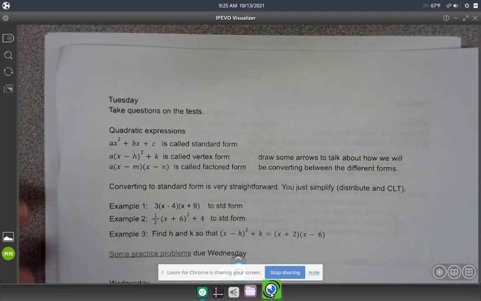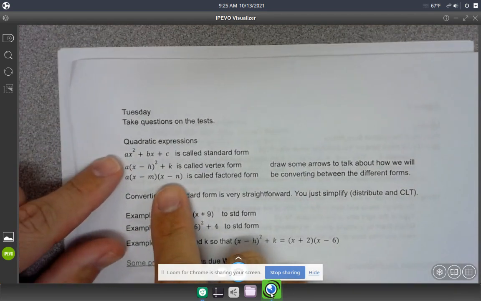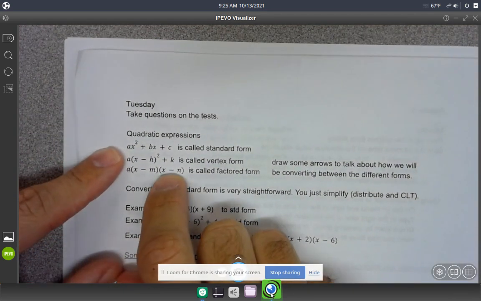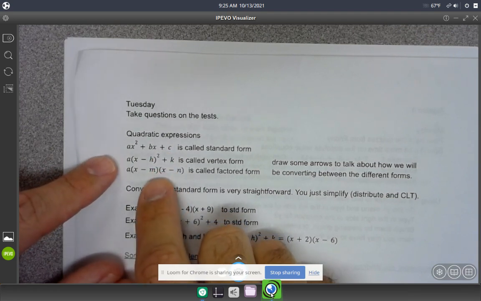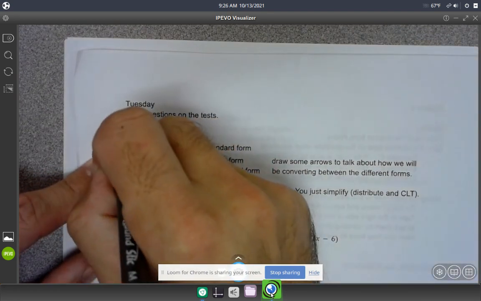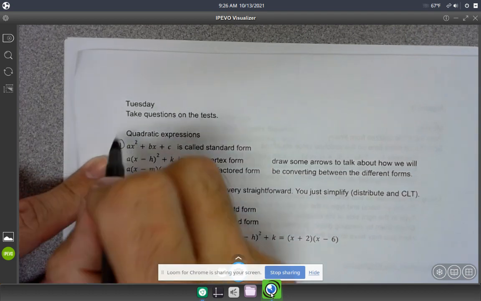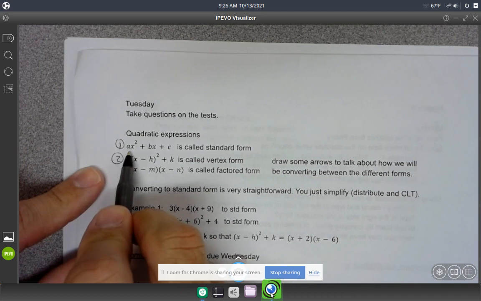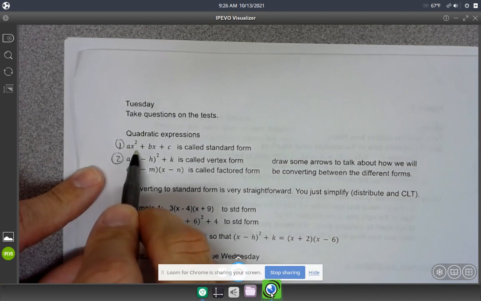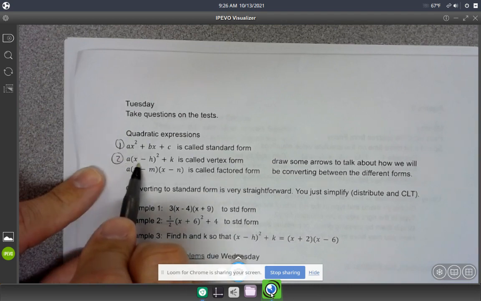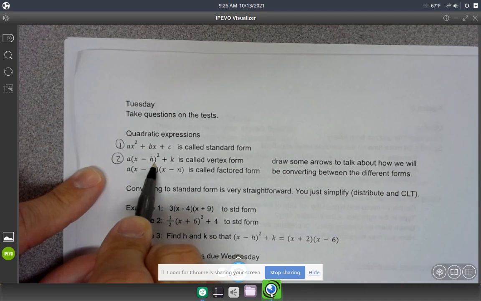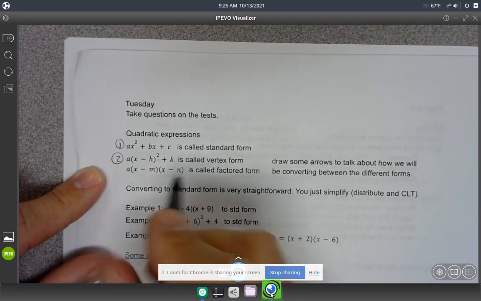All right, so I need to do a quick little video on quadratic expressions. So there's three main forms here for quadratics. Quadratics are just any of the expressions where it's to the second power. So this first one here is standard form, and you'll notice just everything has been multiplied out and simplified. The second one is vertex form, and that'll always be like you have something in parentheses squared, all right?